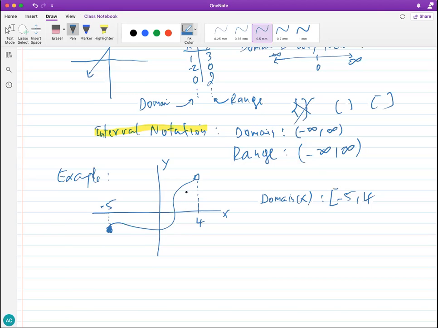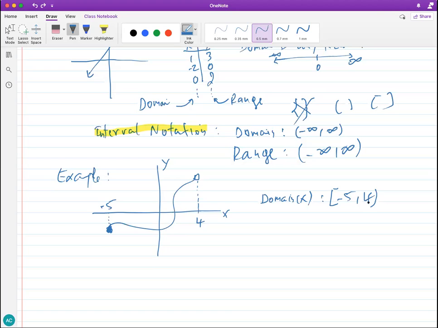But if you look at the other side of the graph, you have a hole in the graph. This means that the 4 here is not included. Basically this point is skipped. There's a hole in the graph, so we skip it. To say that in interval notation, we use parentheses. So this means the -5 is included because in the graph it's continuous, and this means the 4 is not included because we have a hole in the graph.